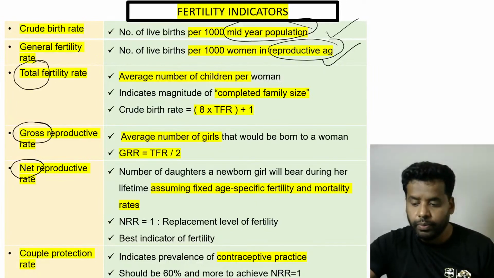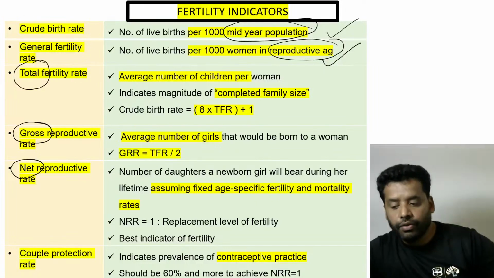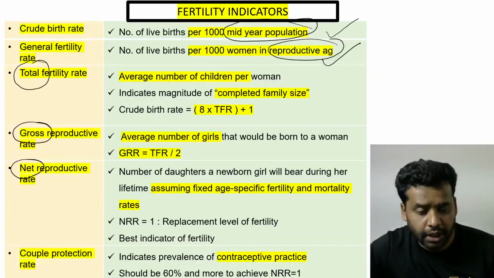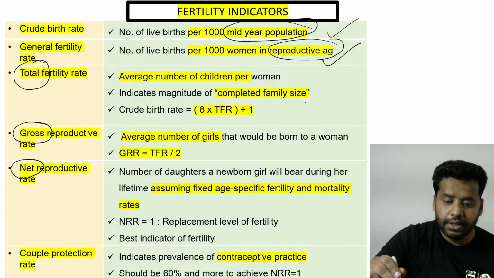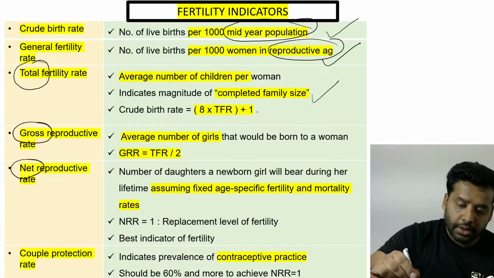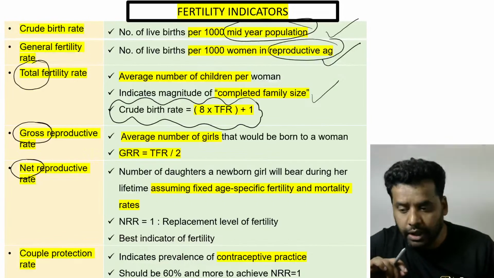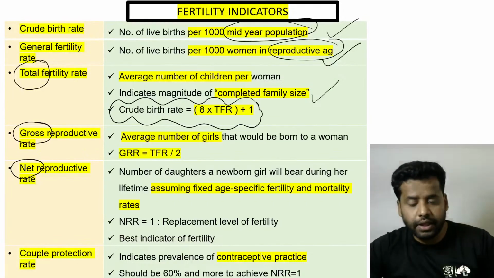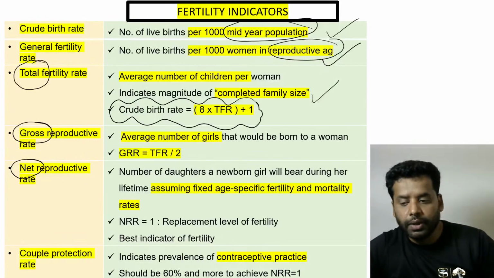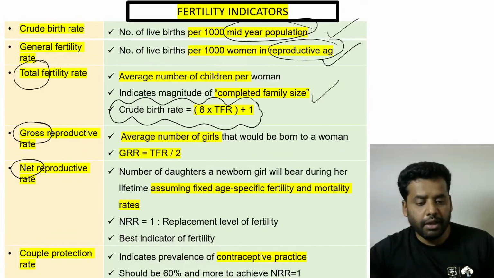So what is the main difference? Total fertility rate is the average number of children per woman, meaning one woman will have how many children. It will indicate family size. See this formula. Crude birth rate depends on total fertility rate. This was the relationship asked in the exam. If total fertility rate is given, what is crude birth rate? This can be one question. 8 times the total fertility rate plus 1.